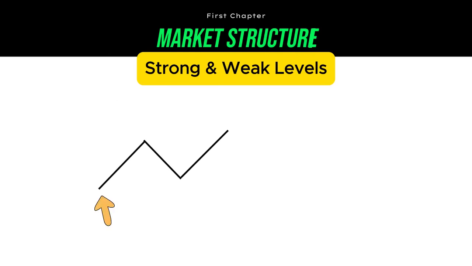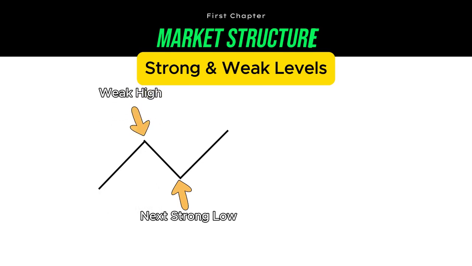This is the low of the first movement. On uptrends, we know that lows are not broken, so this is the first strong level. Then price goes up, pulls back, and breaks the high. So by confirmation of the uptrend, the lowest point of the pullback is the next strong low, and the high that broke is the weak high.